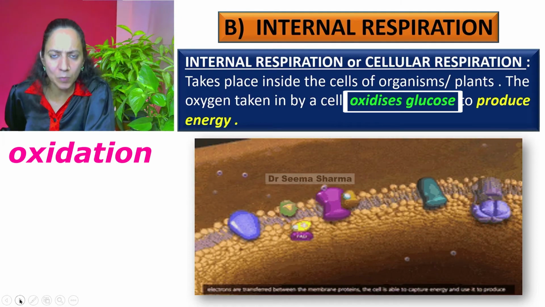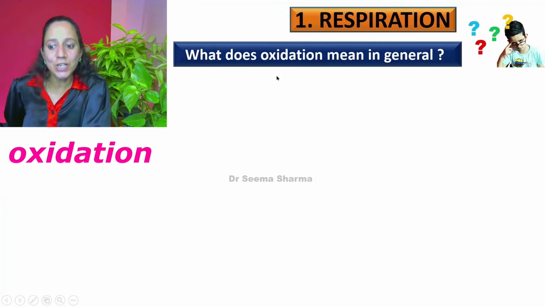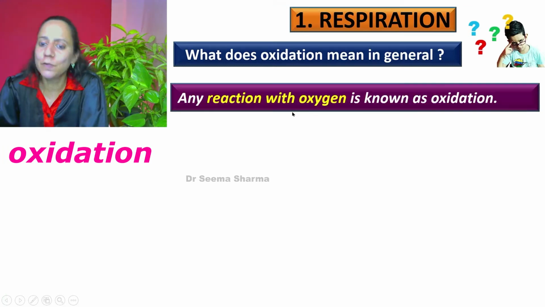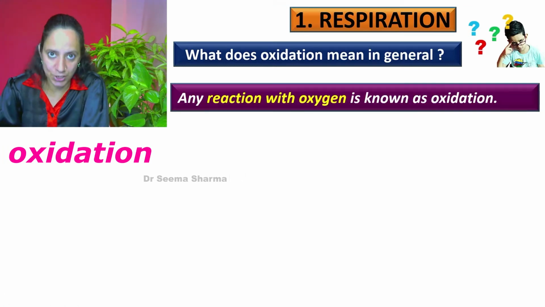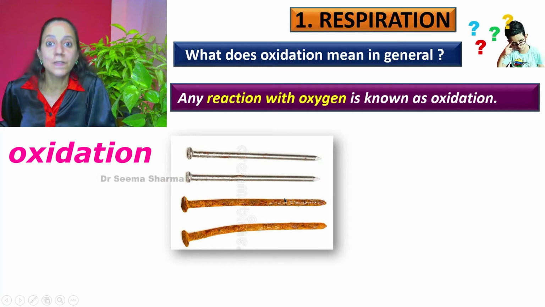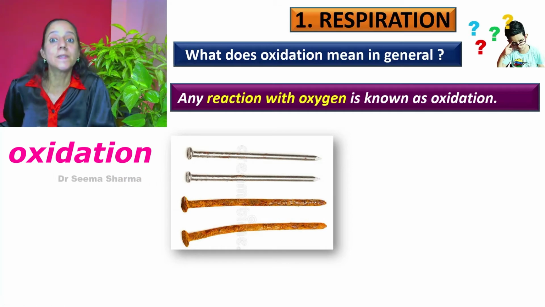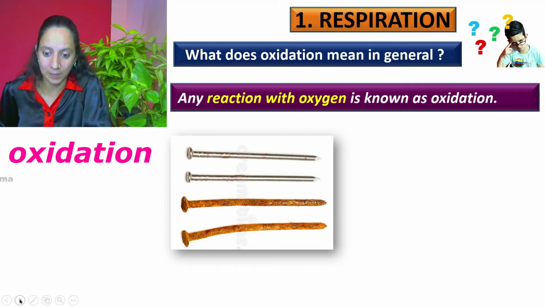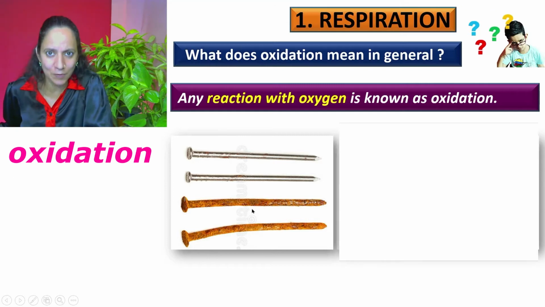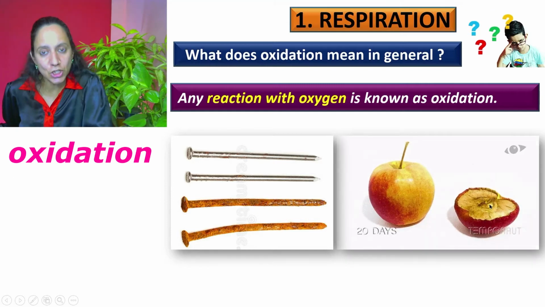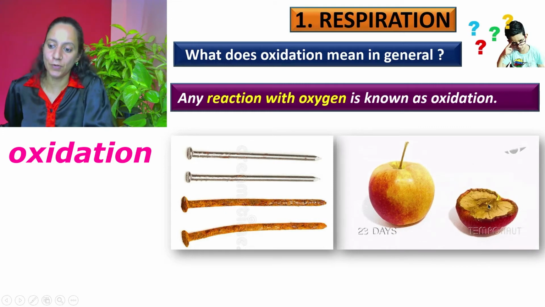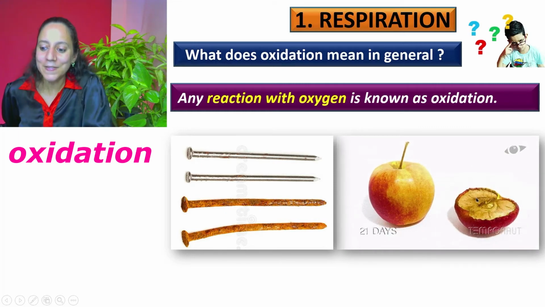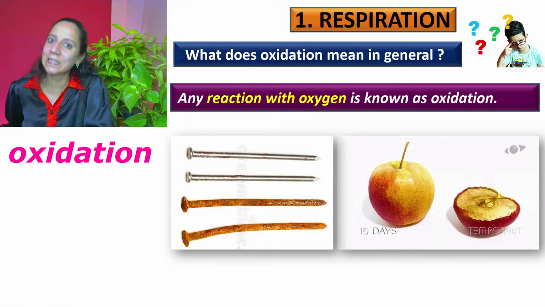So let's learn a little more about this term. What does oxidation mean in general? Any reaction with oxygen is known as oxidation. Formation of rust on the surface of these iron nails is as a result of oxidation. I am also holding one rusted nail. Here oxidation of iron is taking place. Rusting of iron is a physical phenomenon and oxidation of glucose is a biological phenomenon. So here also this cut apple is coming in contact with the oxygen present in the air.